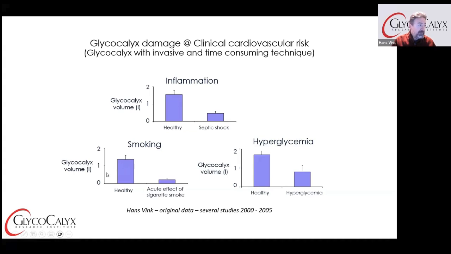Another thing you might appreciate is that the total volume of whole body glycocalyx that we assess in this way is significant, a liter or more, which also makes sense if you think about the total body surface area of the endothelium, which is maybe 1,000 or 2,000 square meters.